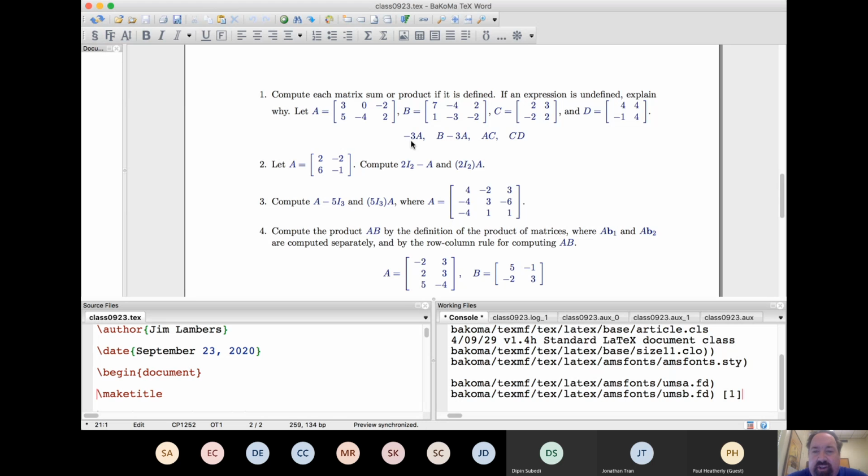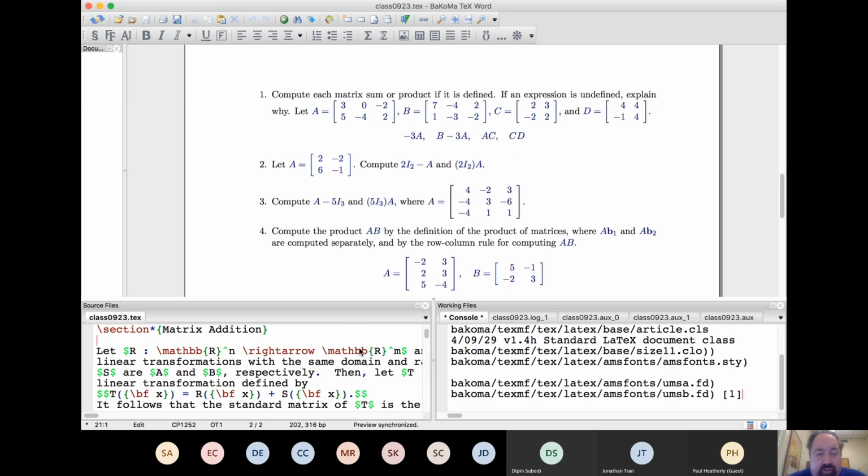So in fact, all of the operations I want to talk about today are illustrated in this first problem, but we'll see other ones too. So here, given 4 matrices A, B, C, D, the task is to carry out these 4 operations on these matrices. So I'll just step through them one at a time.